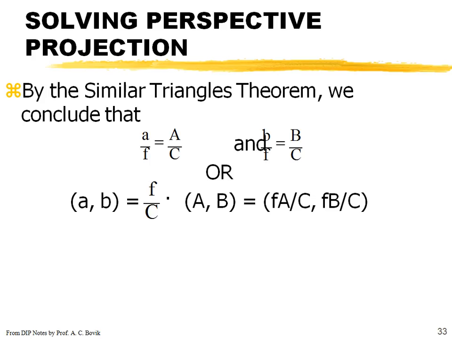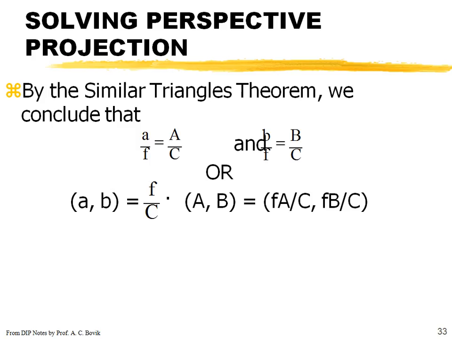So this tells me a very simple relationship: every point in the 3D world with coordinates A, B, and C will project onto my 2D plane, whose coordinates will be given by A divided by C and B divided by C, each one multiplied by a factor f, which is the focal length of my lens.